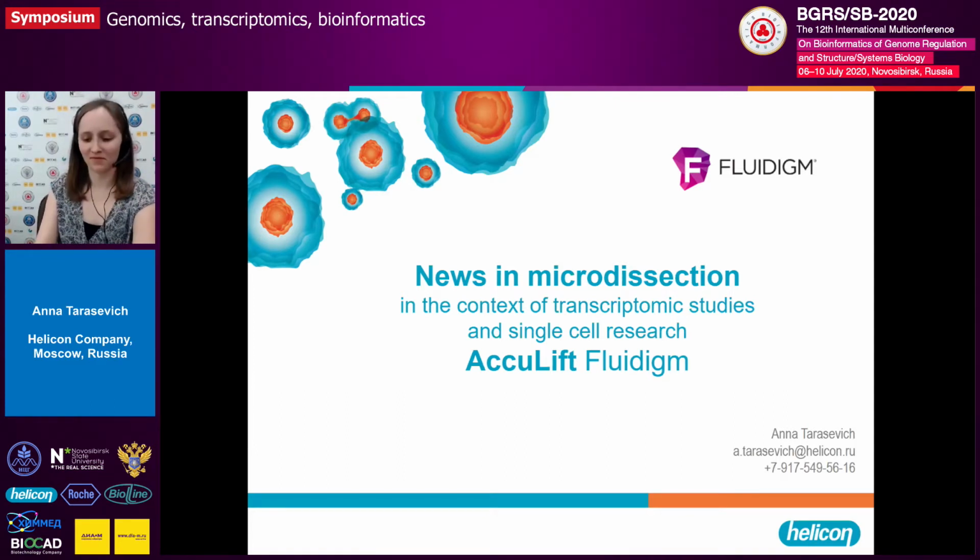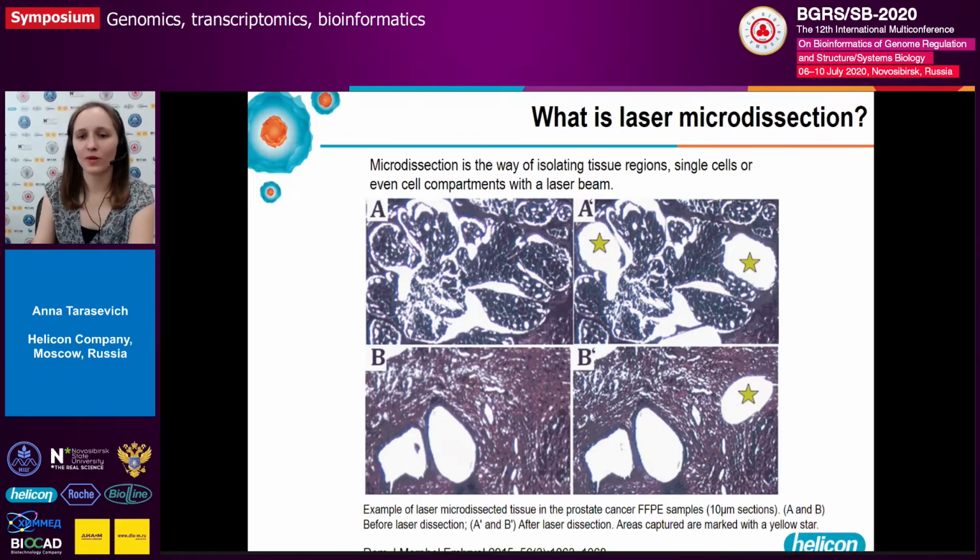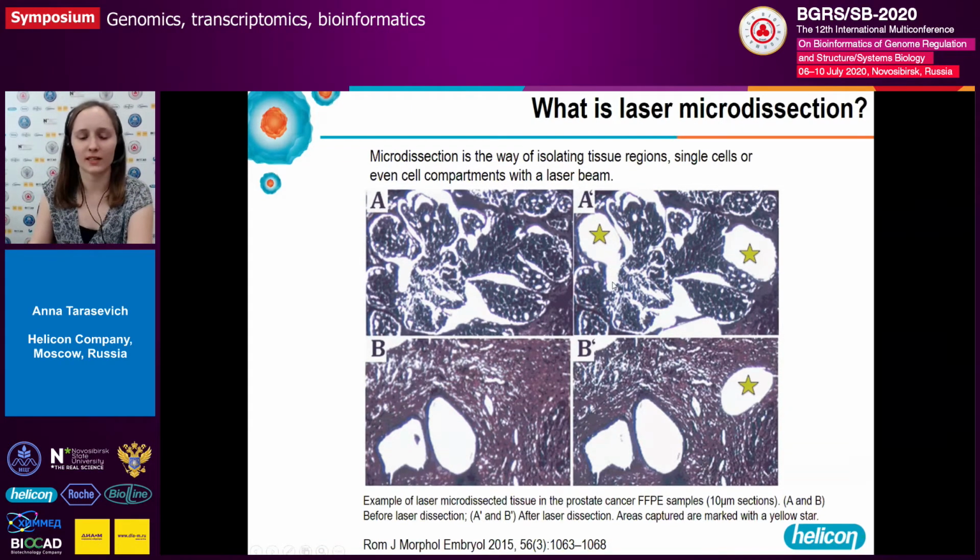Trying to switch slide. Great. So, to people who are not familiar with this technology, laser microdissection is a way of isolating tissue regions, single cells, or even small compartments like chromosomes or nuclei from a tissue section with a laser beam. So here on the slide, we can see the result of microdissection from a prostate cancer FFPE sample. So these regions marked with a star are the microdissected regions.